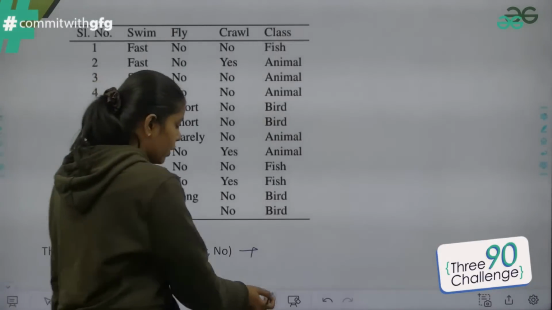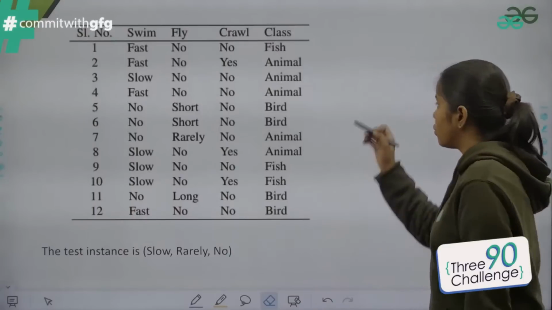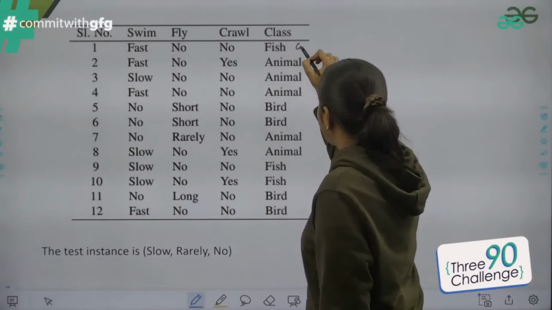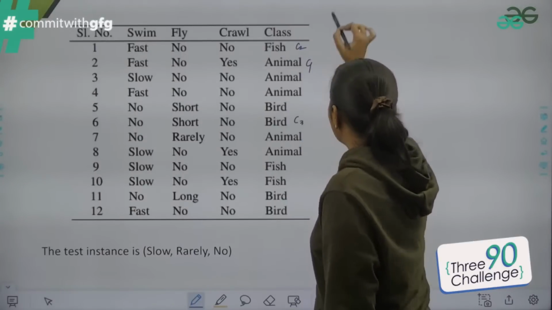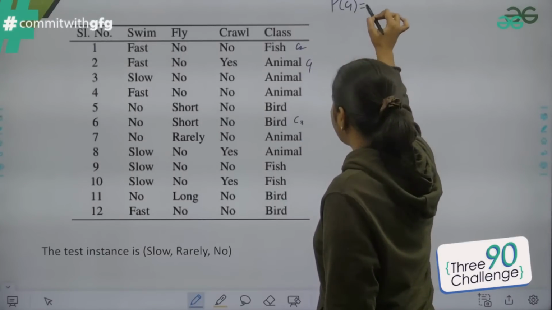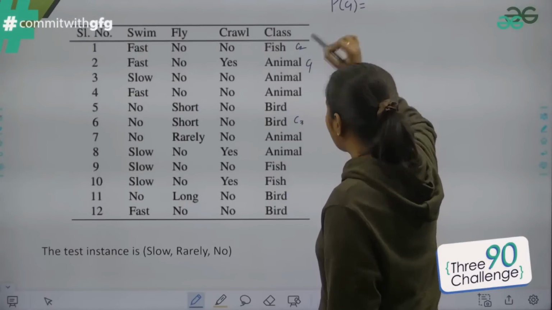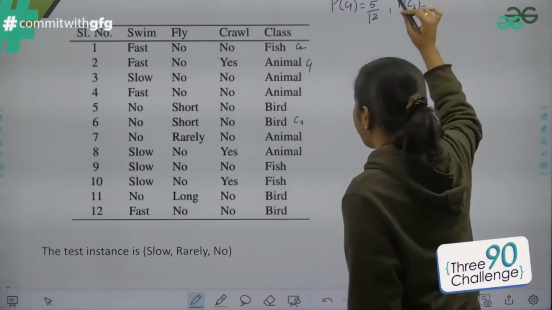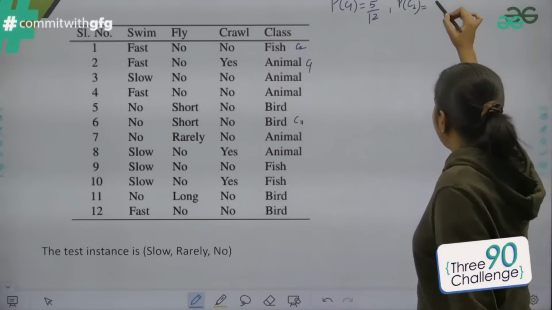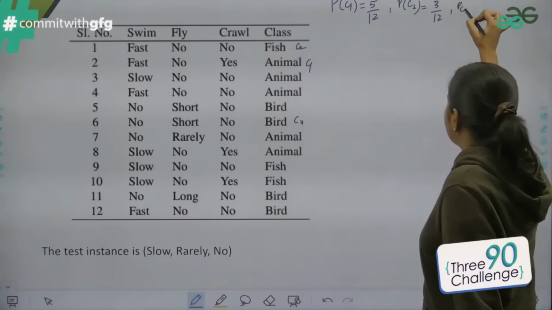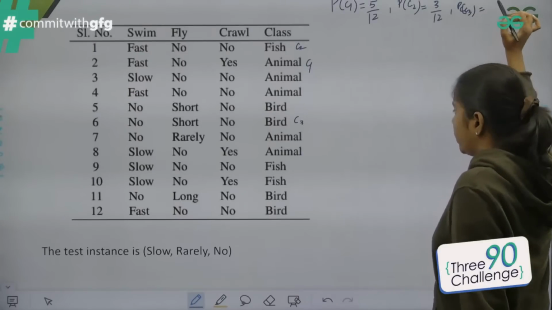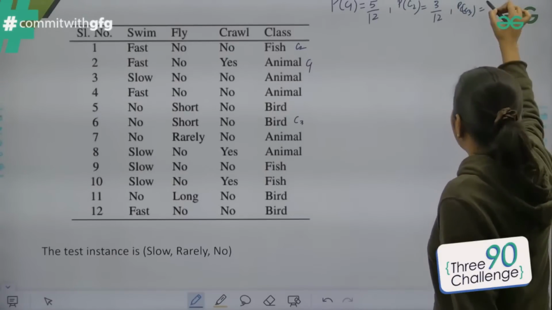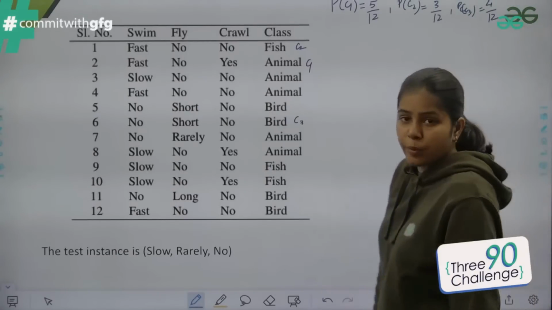So I told you first you have to find out all the probabilities. So you have to find out the probability of each class. Let's take animal as c1, fish as c2, and bird as c3. If I find the probability of c1, because I have 5 animals out of 12, the probability of c1 would be 5 by 12. Probability of c2 would be 3 by 12, and probability of c3, that means bird, 4 by 12.